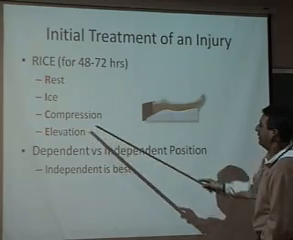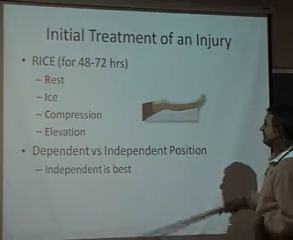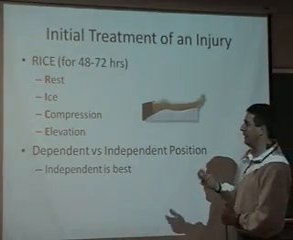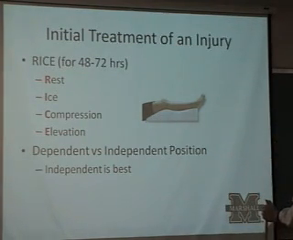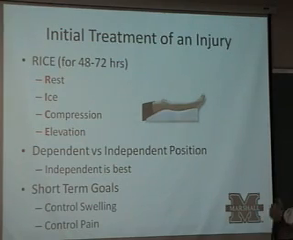Anytime we elevate, we put them in an independent position. That's best for the control of swelling. So be very familiar with the term independent position because that's the position you want them in. You always choose an icing method, whether it be ice pack or whatever, to put them in the independent position.